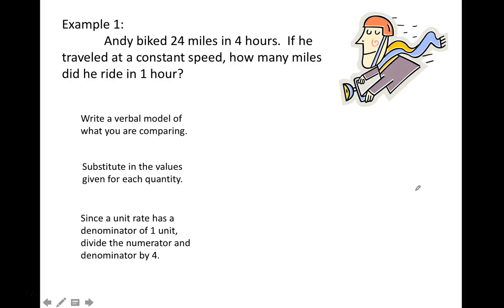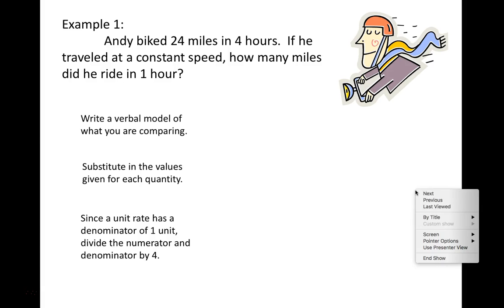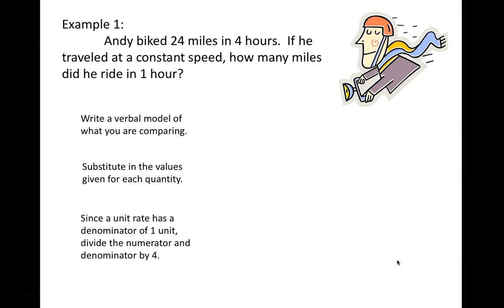Okay, we're going to move on now to our first example. In our first example, we're going to set up a rate and then convert to a unit rate. So example 1: Andy biked 24 miles in 4 hours. If he traveled at a constant speed, how many miles did he ride in 1 hour? The first thing, and a good habit to get into, is to think of the verbal wording of what you are actually comparing. How would you set it up?